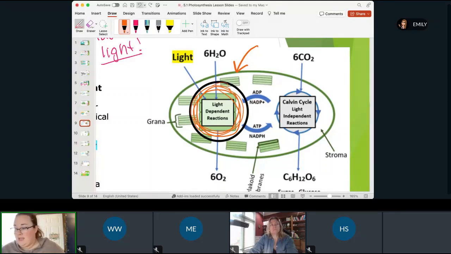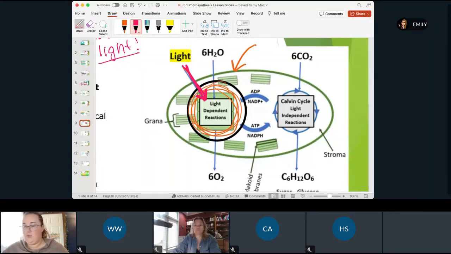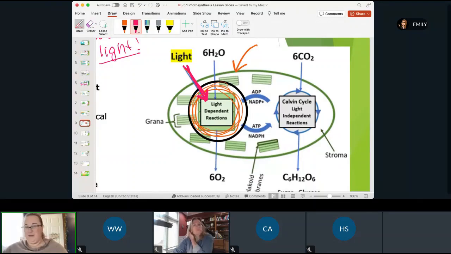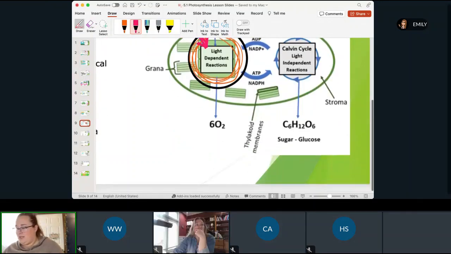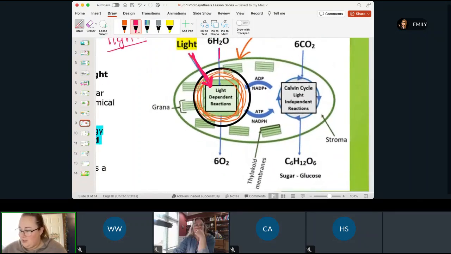Good. Light is coming in. Okay, that has an arrow pointing inward. I'm going to get a different color here for that one. So light is coming in. That's an input. What else is coming into this reaction? Good. Light. Oh, we already did light. Sorry. Yes, good. Water. So water is the other one that is coming into this reaction.